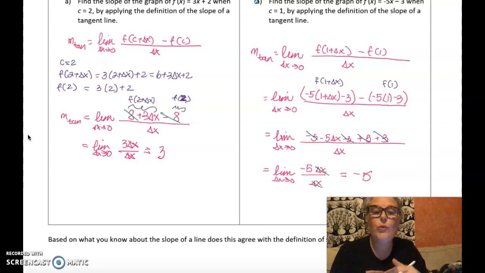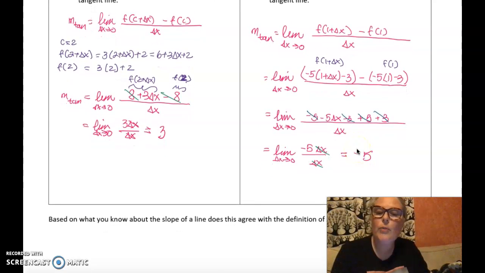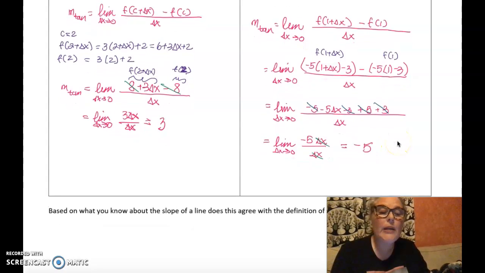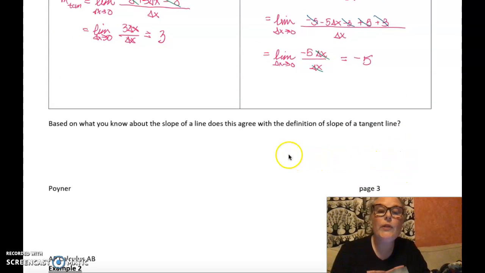Okay, so here I have my work for part B. Just to show you a slightly different way, I just substituted directly into f of 1 plus delta x and f of 1. I distributed the -5 here, but I saw that when I distributed that, the negatives would cancel out. It's just a stylistic thing. You could combine and simplify, but you don't have to if you realize they cancel out. So if you need to take a screenshot or pause it just to check your work, it doesn't have to look exactly like mine. Based on what you know about the slope of the line, do these agree with the definition of the slope of a tangent line?